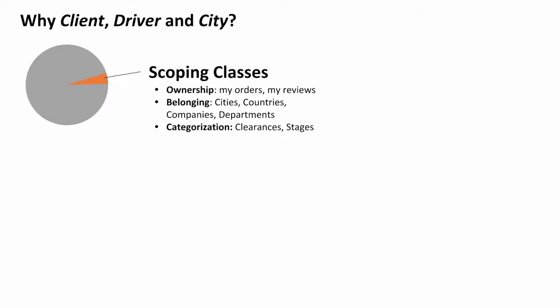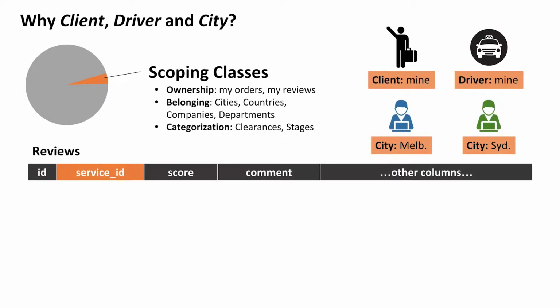Another interesting characteristic about scoping classes is that they are part of your application's domain and they tend to remain unchanged as you add more features to your app. For example, let's say that we now want to introduce a service review feature using a review model. In this case, you would probably still want clients and drivers to be able to act only on their reviews, and staff members should only manipulate reviews based on the city that they belong to. So, despite this new feature, the scoping classes and the scoping rules for every role remain unchanged.